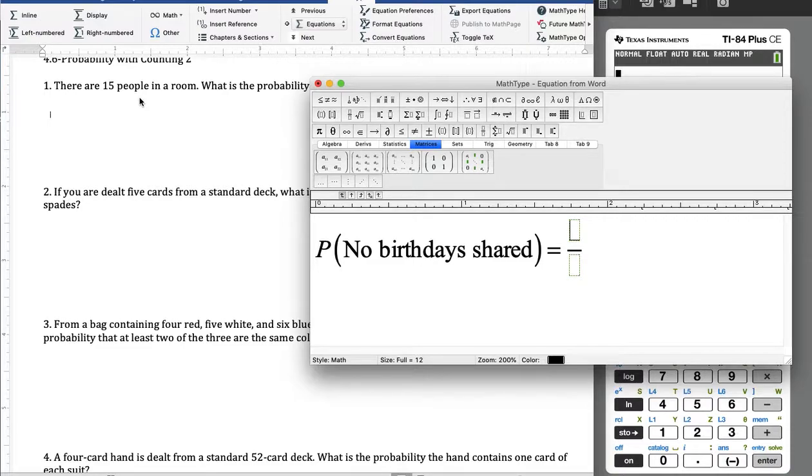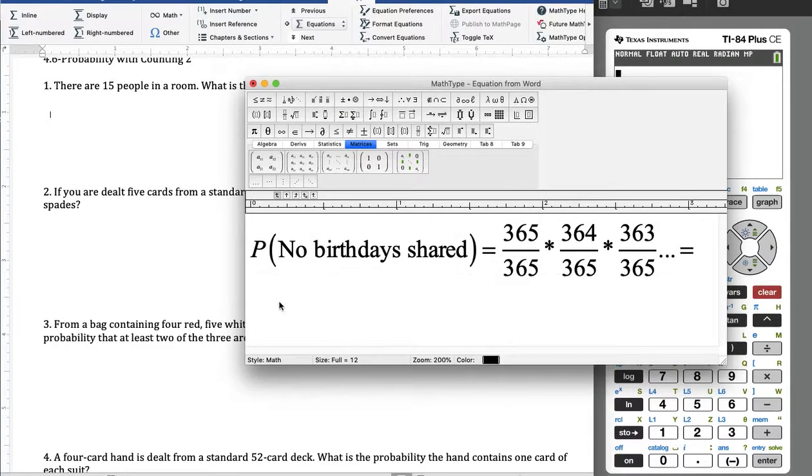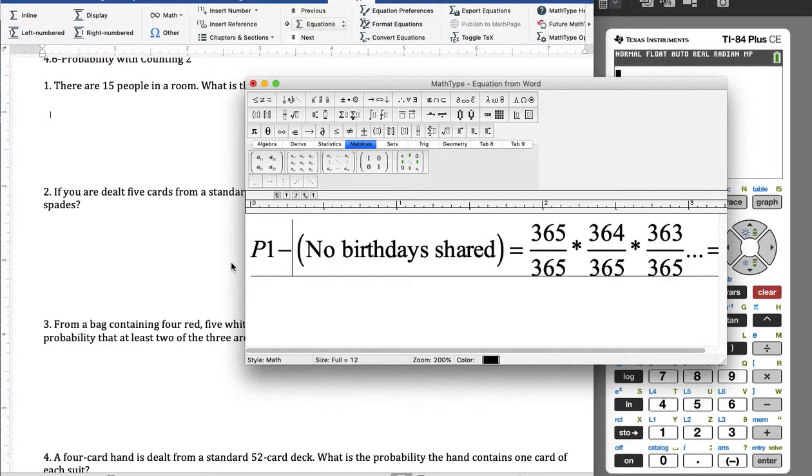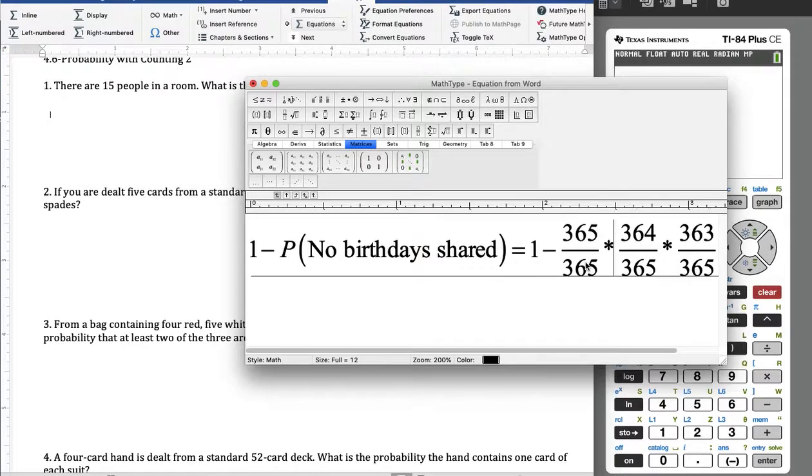The way we looked at this before, one person having a unique birthday was 365 over 365. Then a second person having a unique birthday was 364 over 365. And a third person having a unique birthday was 363 over 365. And we would do that 15 times because looking back, we've got 15 people in a room. This is equal to 1 minus the probability that no birthdays are shared gives us that some birthdays are shared. So 1 minus all of this.